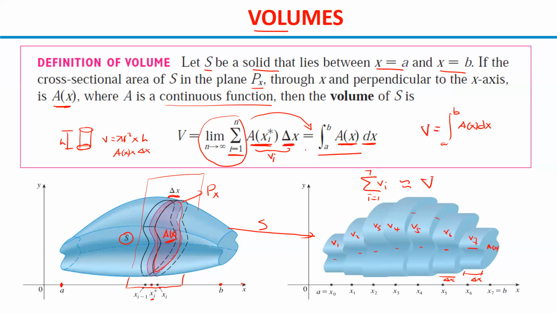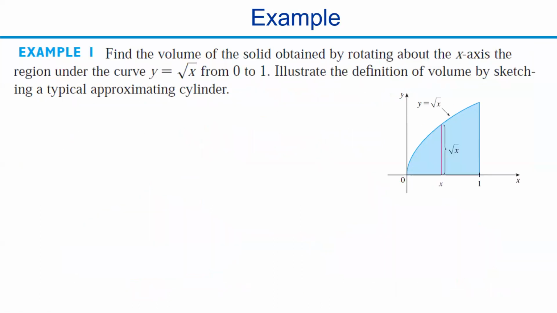Okay, let's see some examples. Here it says find the volume of the solid obtained by rotating about the x-axis the region under the curve y is equal to root x from 0 to 1.